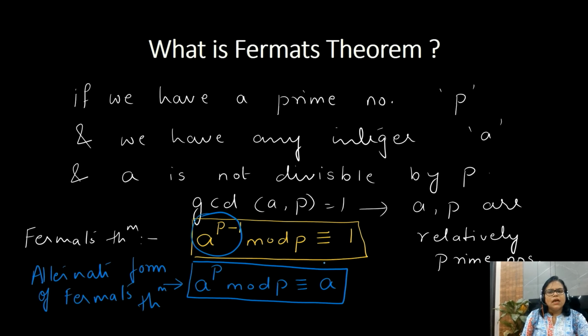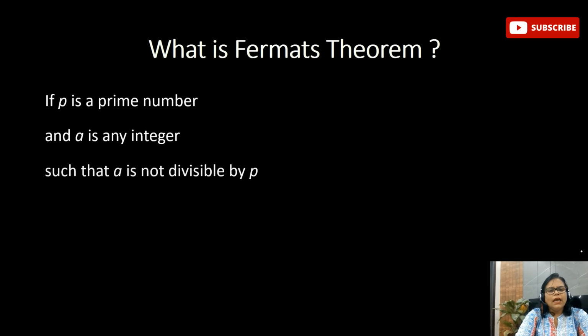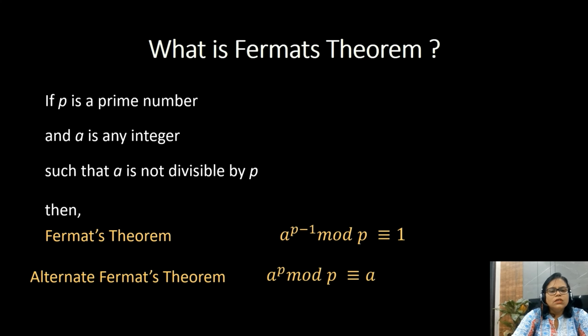So guys, this is the entire story about Fermat's theorem. Let us quickly revise. If P is a prime number and we have any integer A such that A is not divisible by P, that is A and P are relatively prime, which means GCD of A comma P is equal to 1, then Fermat's theorem states that A raised to the power of P minus 1 mod P is congruent or equivalent to 1. And you can also write this theorem in an alternate fashion, and that is known as the alternate Fermat's theorem.